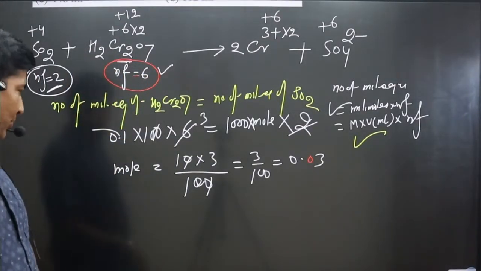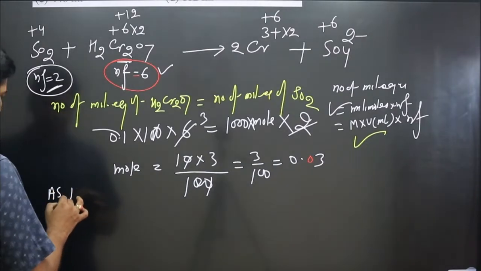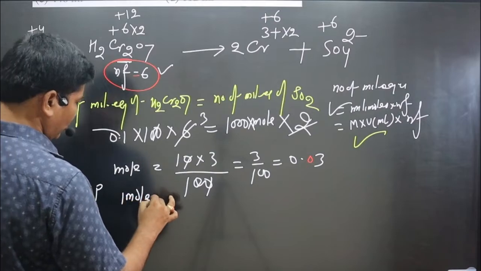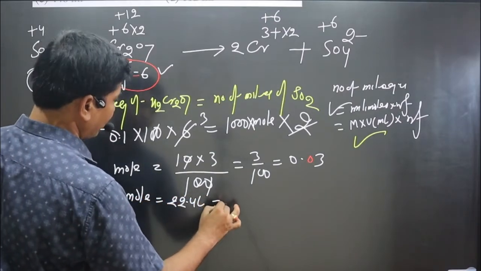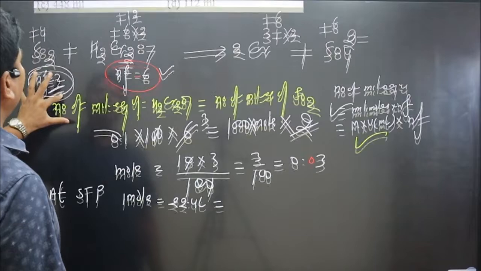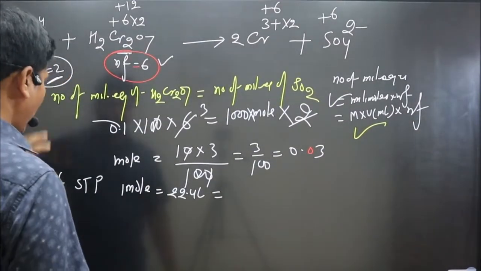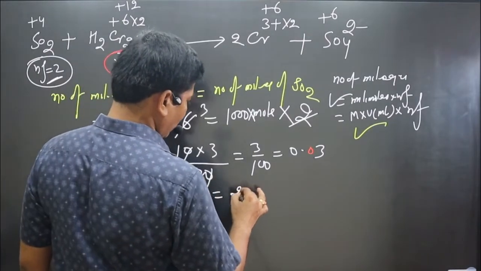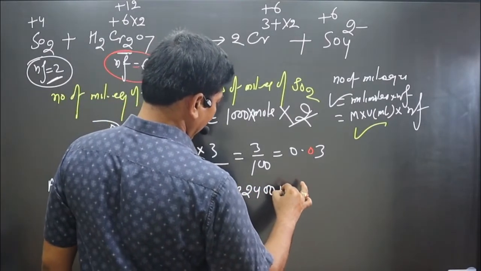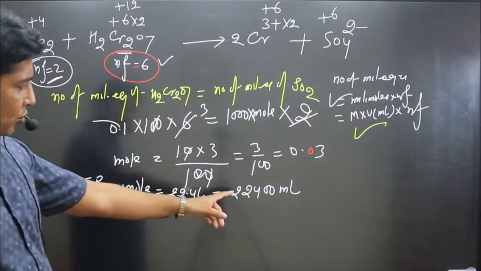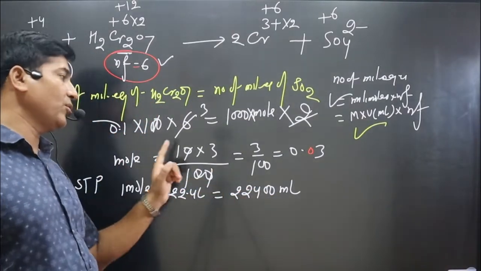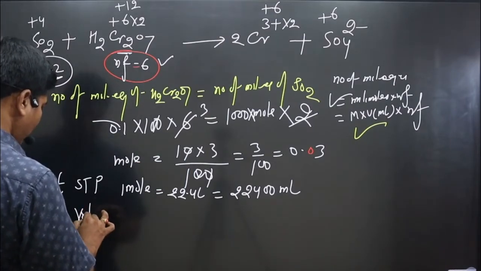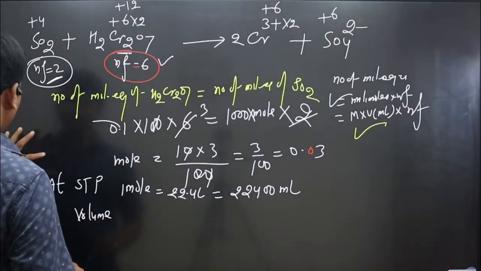Now at STP, we have learned that 1 mole is equal to 22.4 liters, and we have to find the answer in milliliters. So 1 mole is equal to 22.4 liters, which is also equal to 22,400 ml. If 1 mole is equal to 22,400 ml, then 0.03 moles is equal to how many ml? So we can calculate the volume of sulfur dioxide.